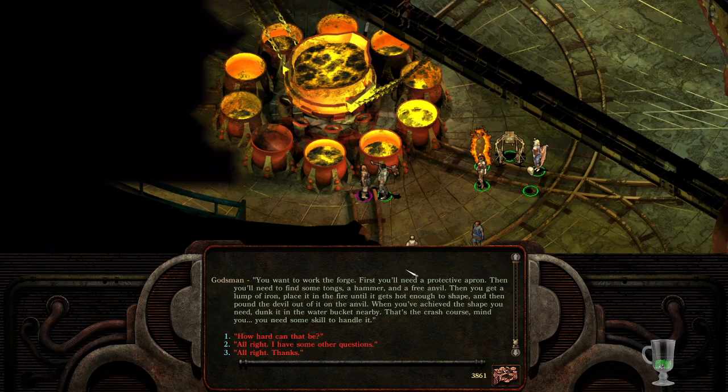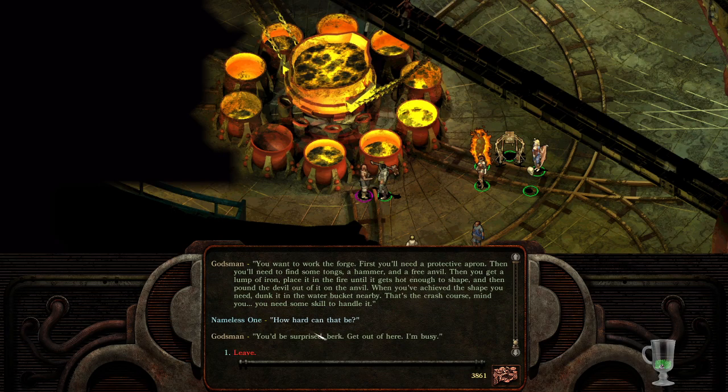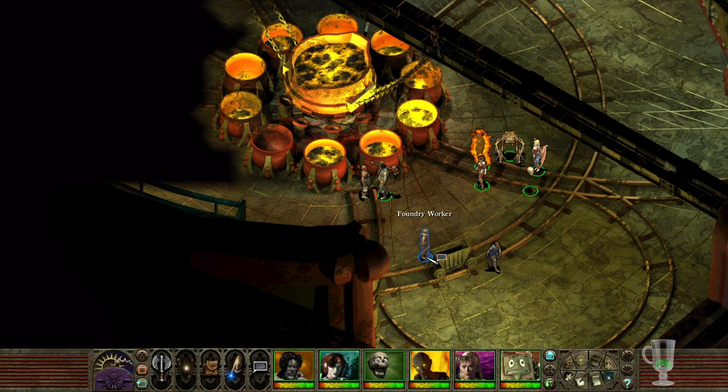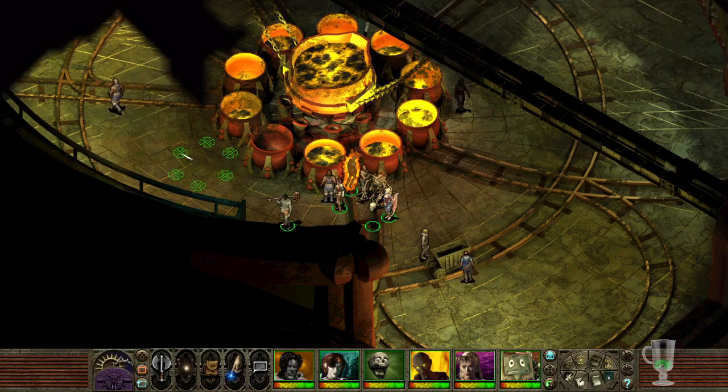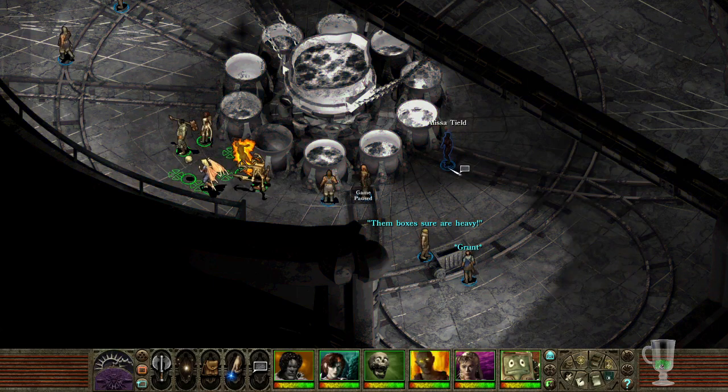Hello, Godsman. Want to work the forge? First you'll need a protective apron. Then you'll need to find some tongs, a hammer, and a free anvil. Then you get a lump of iron, place it on the fire until it gets hot enough to shape. Then you pound the devil out of it on the anvil. When you've achieved the shape you need, dunk it in the water bucket nearby. That's the crash course. Mind you, you need some skill to handle it. How hard can it be? Be surprised, Bert. Get out of here, I'm busy. Alyssa!